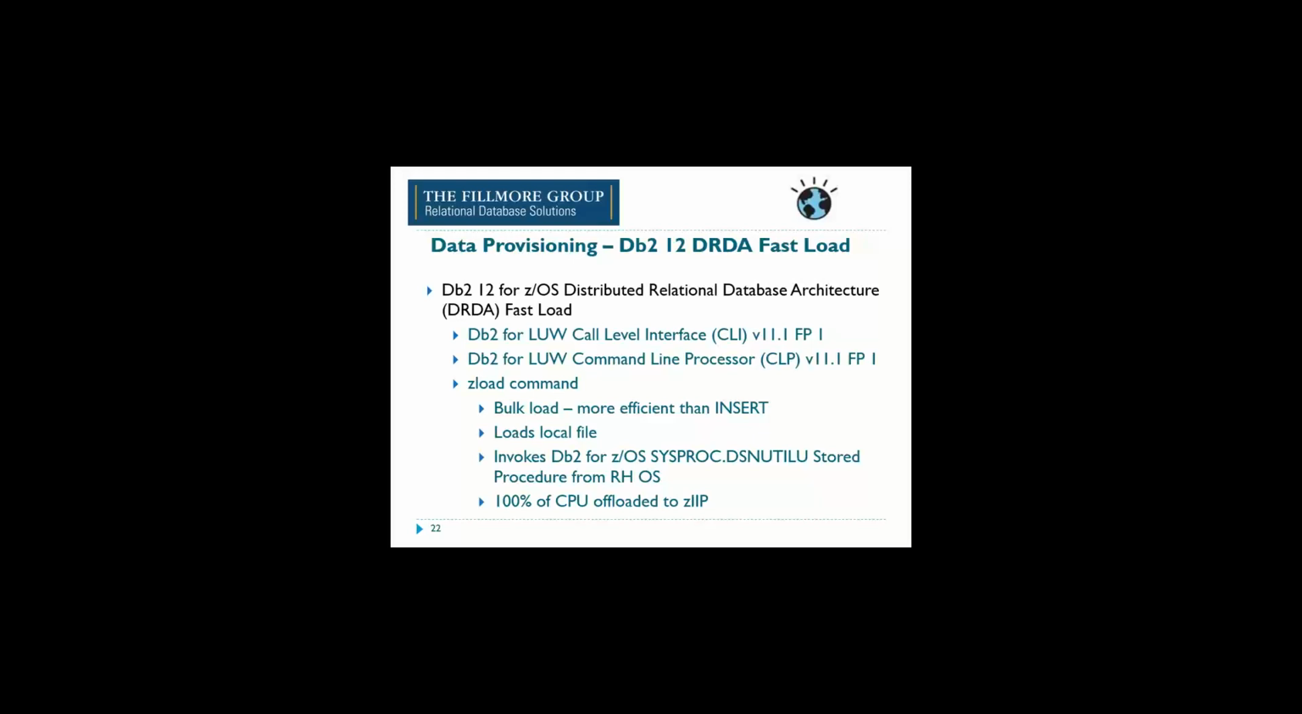100% of Db2 DRDA fast load is offloadable to the zIIP processor. So we talked about, in the beginning, different processors and their cost perspective. We are taking all of this load processing off of the general purpose processors, the capacity of which helps IBM calculate your software costs, and we're moving it into the less expensive zIIP, because this is a DRDA process, distributed relational database architecture, so it's coming from off platform. So the net of this is I'm loading a file that resides in either z/Linux or Red Hat OpenShift directly into Db2 for z/OS using a Db2 for z/OS stored procedure, 100% zIIP offloadable.